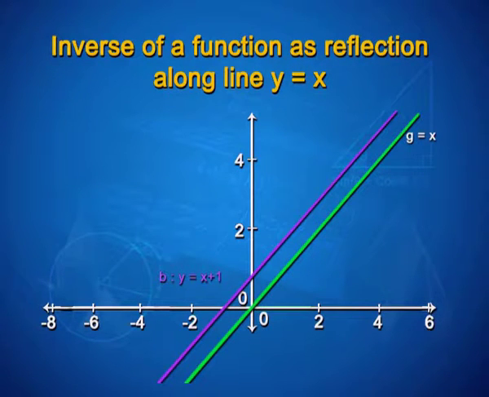Being a linear function, it is a straight line. If I take a point P on this line, say in this case its coordinates are 2.5 and 3.5. If I reflect this point P along the line y equal to x, I get a point P dash with the coordinates 3.5, 2.5. What does it mean by reflection?